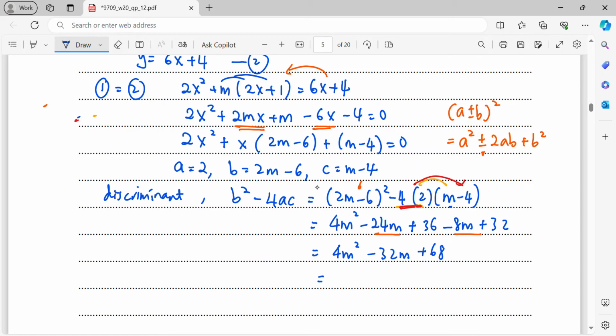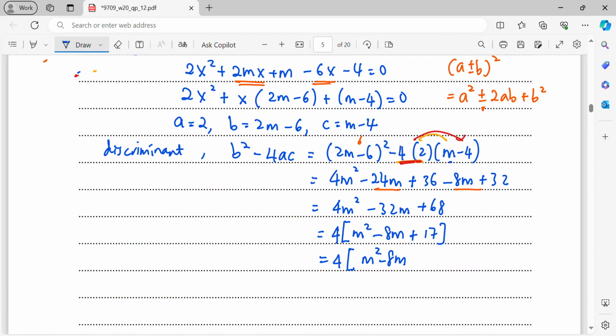Completing the square means that you need to factorize the 4 first to make the coefficient for m squared as positive 1. So once I factorize 4, I will be getting m squared minus 8m plus, 68 divided by 4 is 17. Then from here, completing the square says that basically you are rewriting the first two terms, showing the step-by-step working. Then you always plus and minus the square of half the coefficient. These two will be the additional terms.